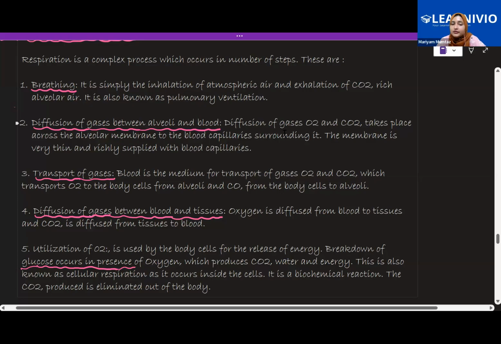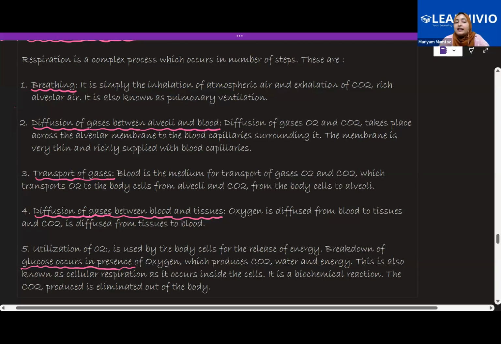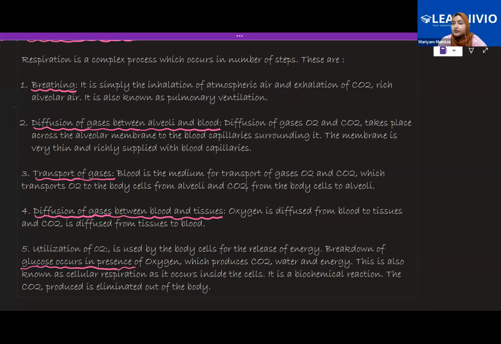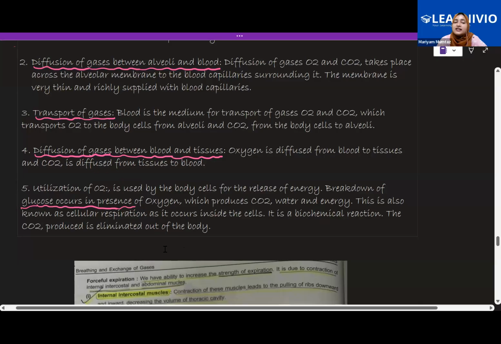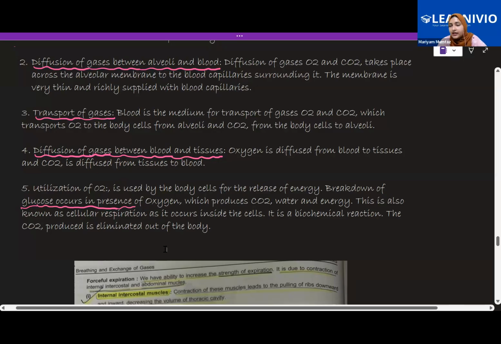After that, there comes the transportation of the gases. Now, the blood is normally the transporting media for both the gases, whether it is oxygen or carbon dioxide. So, it transports the O2 from the alveoli to the different parts of the body, and then it transports the CO2 from the body to the alveoli so that it can go out. Then comes the diffusion of gases between the blood and the tissues. So oxygen is diffused from the blood to tissues, and then the CO2 is diffused from the tissues into the blood.